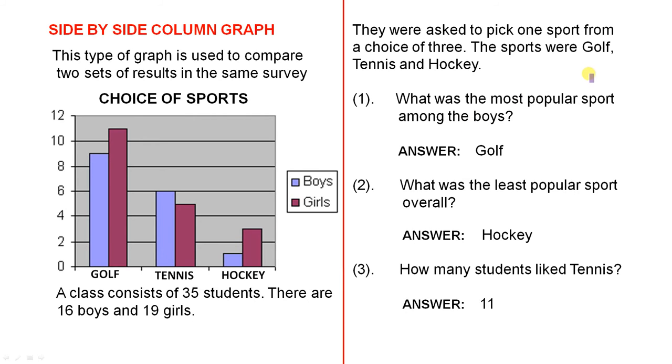So they were asked to pick one sport from a choice of 3. The sports were golf, tennis and hockey. First question, what was the most popular sport among the boys? There's the boys, that colour. So the most popular sport among the boys was golf. Number 2, what was the least popular sport overall? It's very easy to see that hockey was the least popular. Of course, those 2 columns there are not very high. How many students like tennis? Well, we have 6 plus 5, so 11 students like tennis.